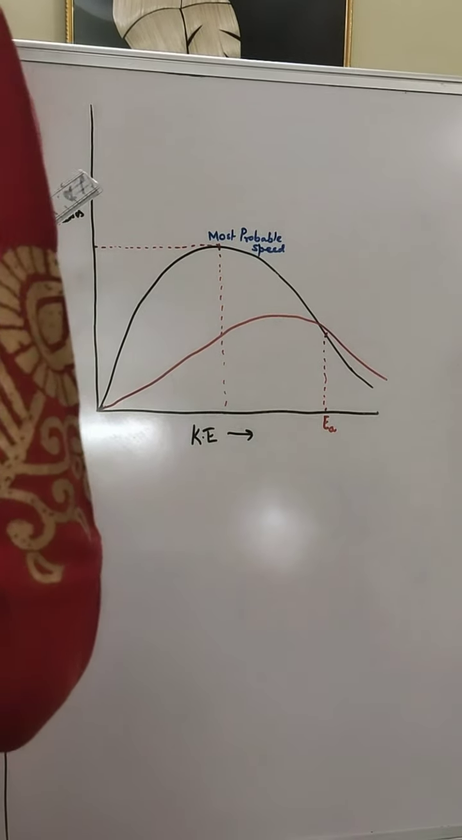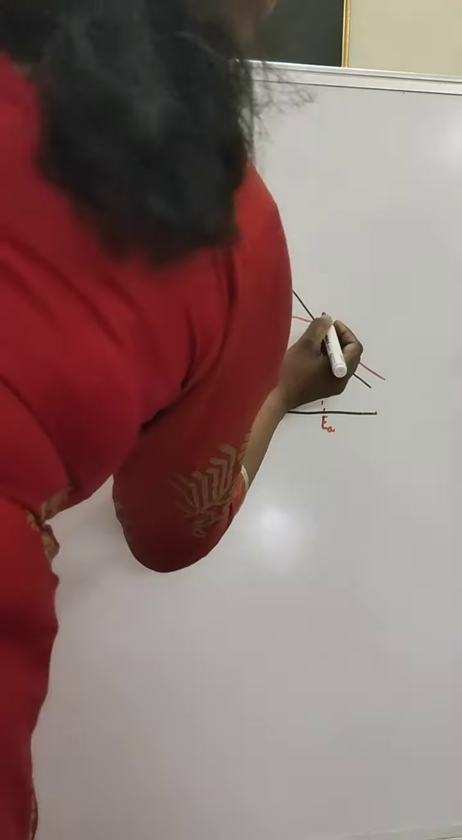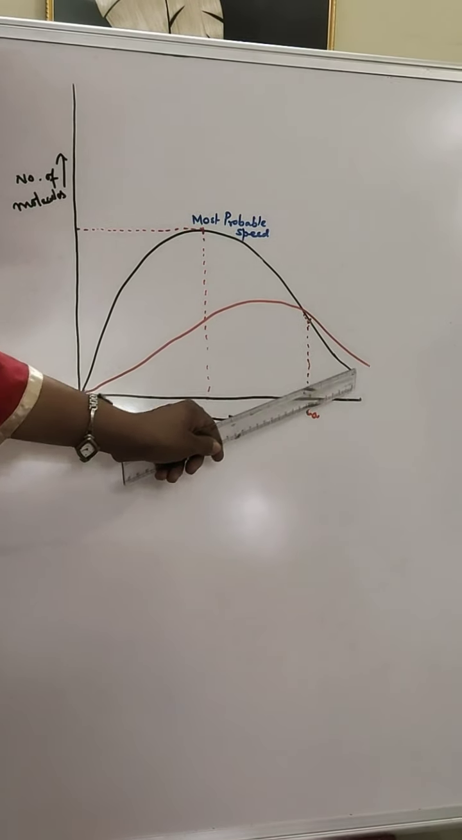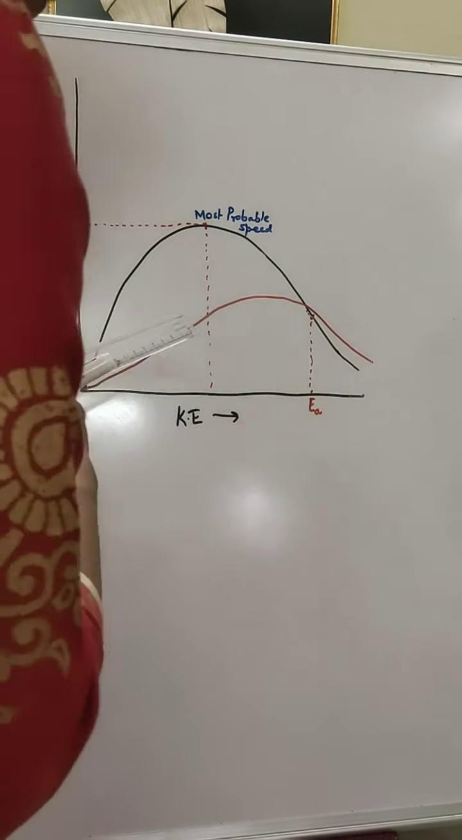Now if we see this point, since the graph has shifted, we can see that the most probable speed is also shifting towards the higher energy side. Can you see? Okay, and if initially this is the activation energy EA, then only these many molecules would be getting converted to product. We can mark it as A, B, C, D. That means all those molecules which are enclosed in this particular area will only get converted into product.